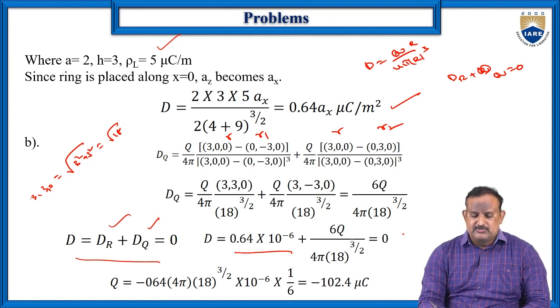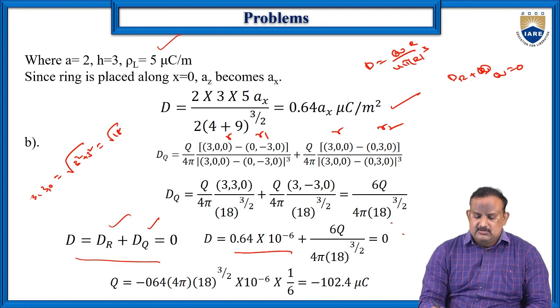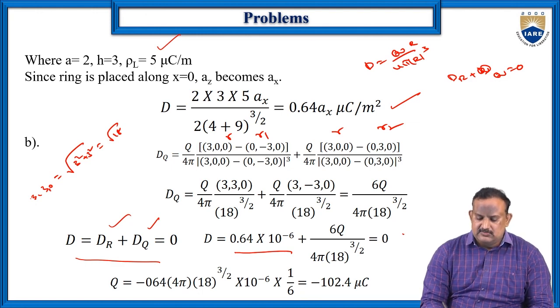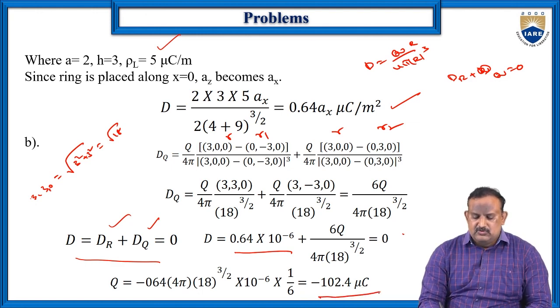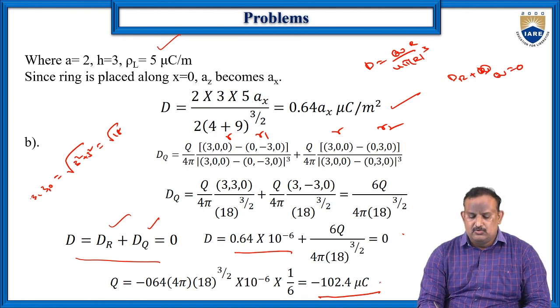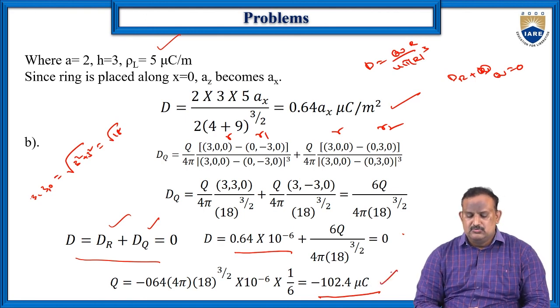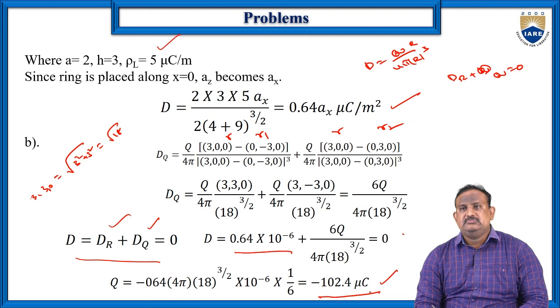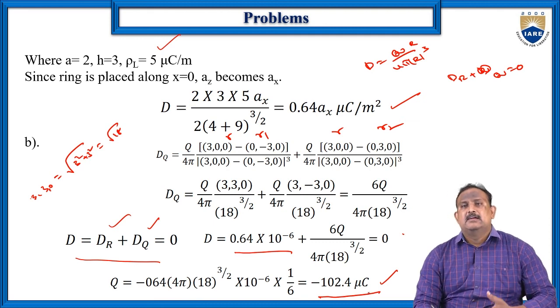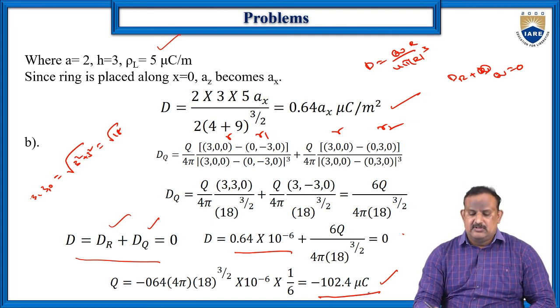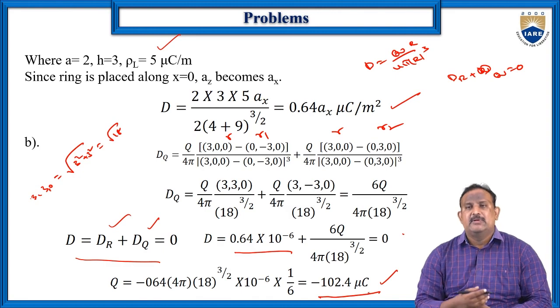Now if you substitute all the values, then we can have the answer. Q is equal to minus 102.4 microcoulombs. The value of Q is minus 102.4 microcoulombs. So in this way you can find the point charge, the unknown point charge Q.